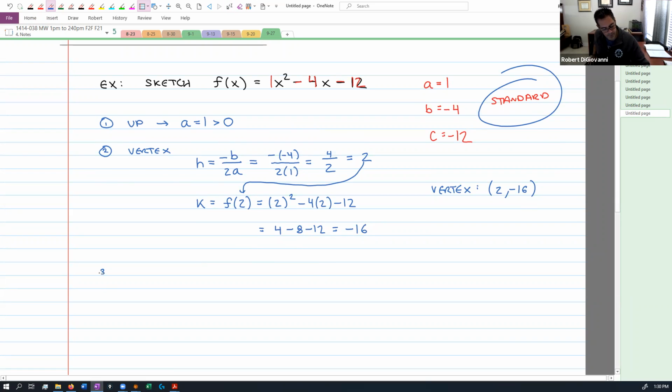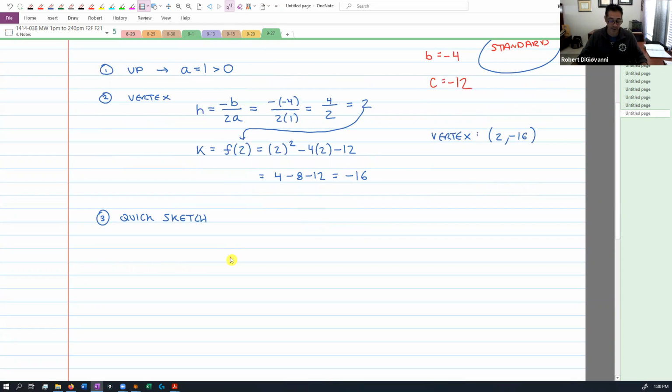Step 3, quick sketch. And like I said, this sketch is not our final answer. This is just to determine how many x-intercepts we have. When I say quick, here's what I mean. Where's my vertex? To the right 2, down 16. So I'm just going to go right and down. I don't even care how far. My vertex is somewhere down here, right? Right 2, down 16. And my parabola opens up. I know that because of part 1. I'm not sure where, but I can see from this that I have 2 x-intercepts, right?